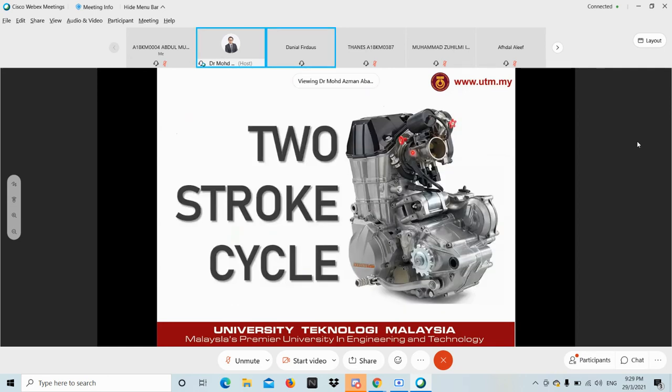Okay, so let's move on to the two-stroke cycle now. I don't think any of you, probably a few of you. Anyone riding a two-stroke motorcycle?